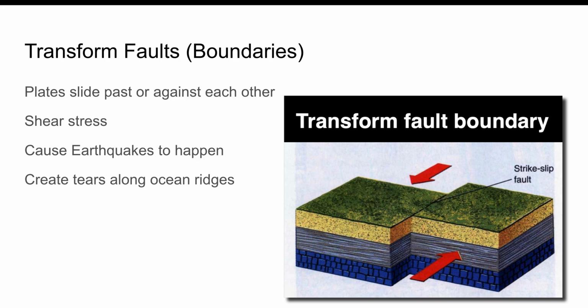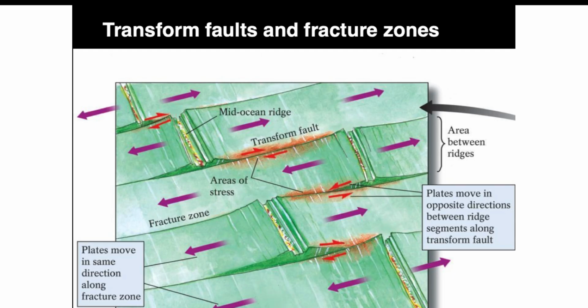Again, review of transform boundaries. Plates are sliding past each other. Shear stress is being created, which causes earthquakes to happen. It also creates a lot of tears along mid-ocean ridges, so it displaces mid-ocean ridges side to side. And here's an example of that.